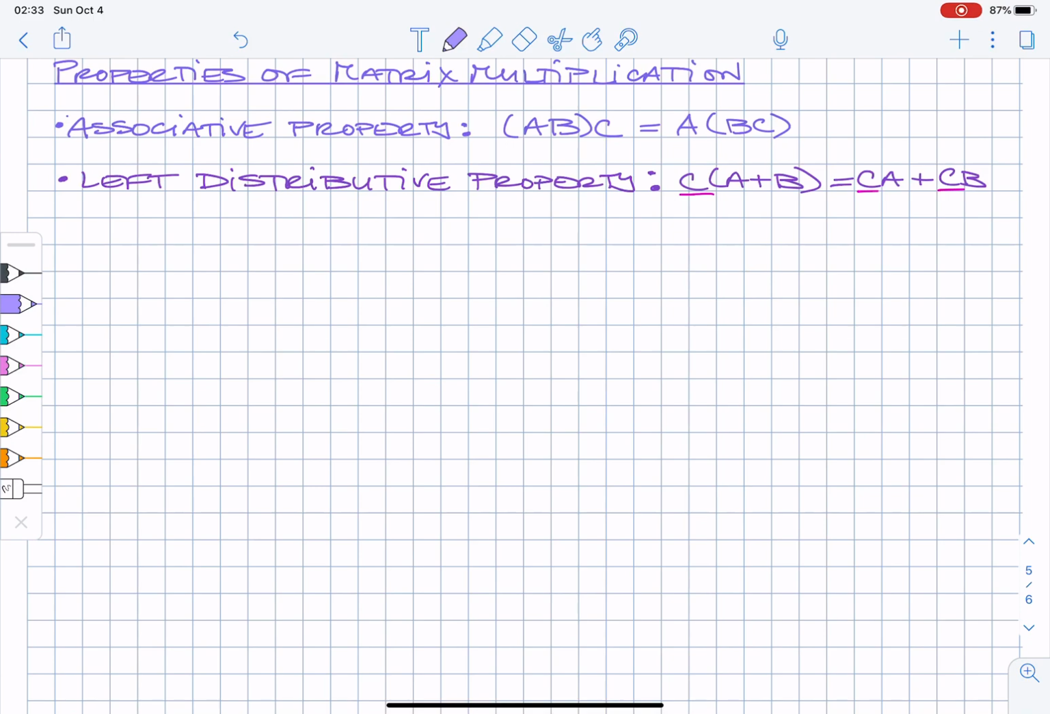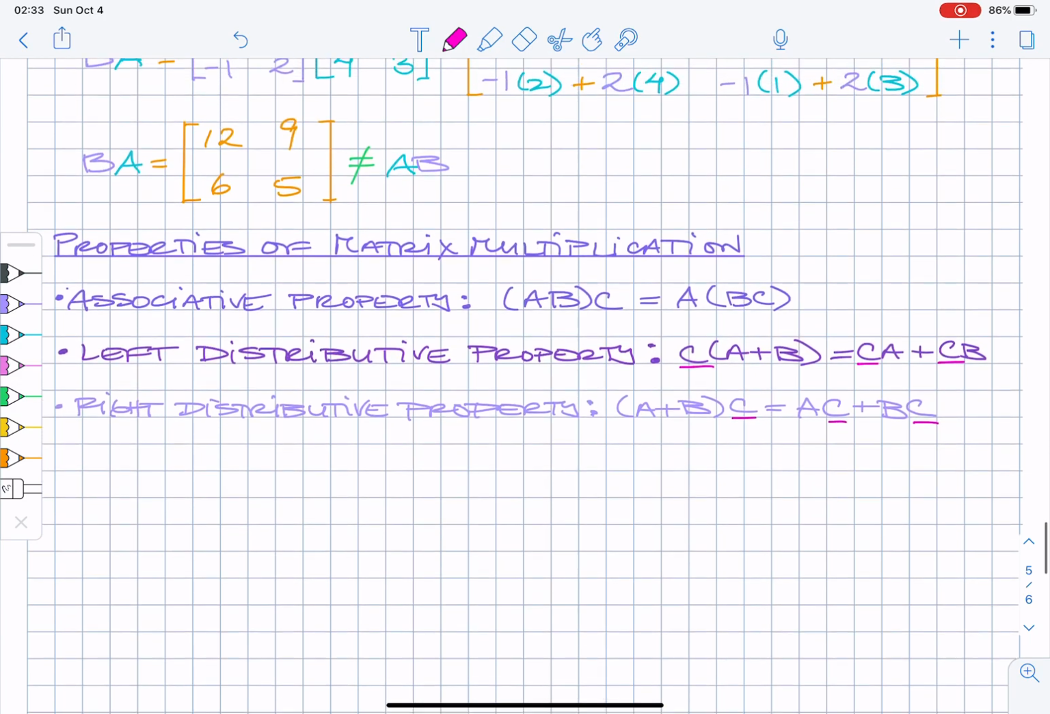Okay, so the next is going to be the right distributive property. So (A plus B) times C is going to be A times C plus B times C. Notice now it's on the right. It has to remain on the right because it's non-commutative. I can't swap the order. Okay, so hopefully that makes sense.